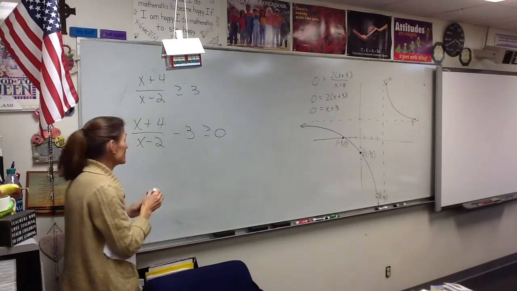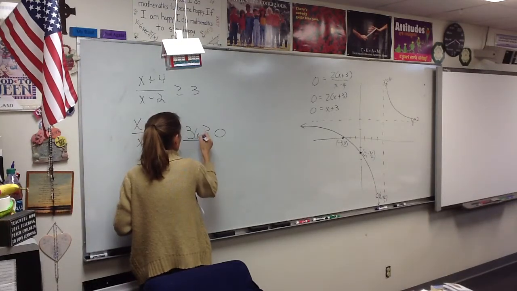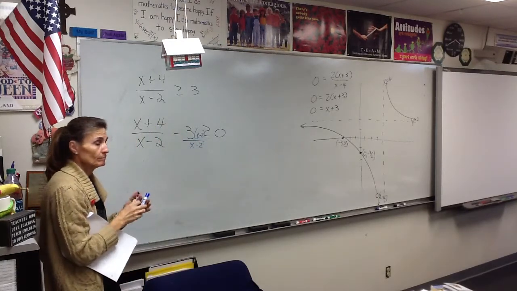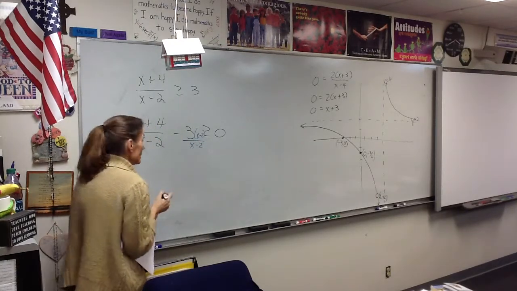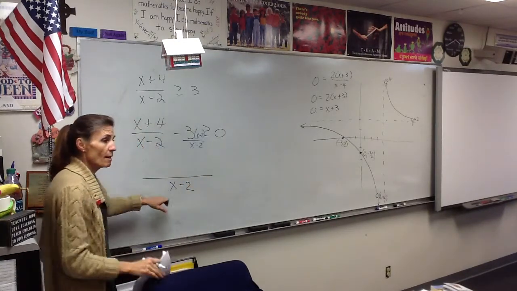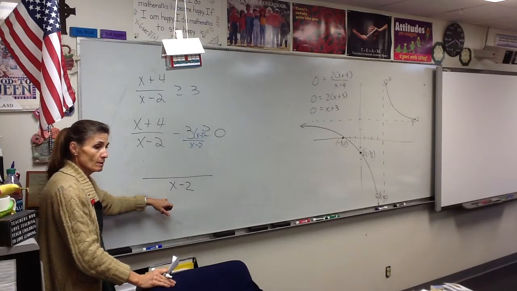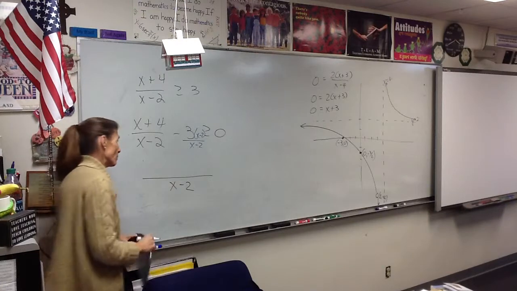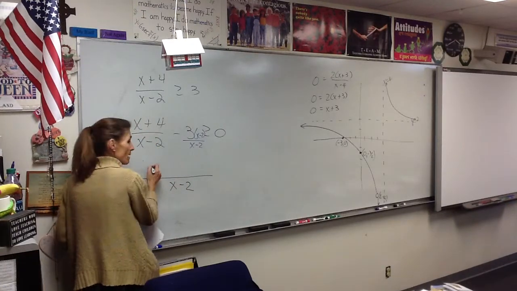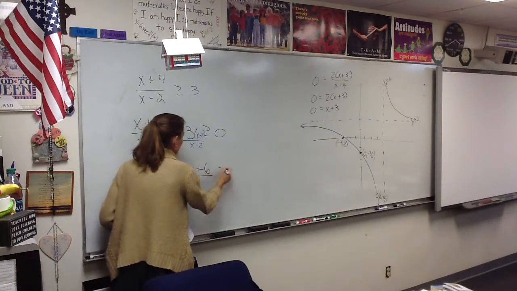Yep, our common denominator will just be x minus 2. So we're going to multiply this one by x minus 2 over x minus 2. Now I can write it as one fraction with a denominator of x minus 2. What will my numerator be? My denominator is x minus 2. What do I have on top? Plus 4 minus 3x plus 6. Perfect.